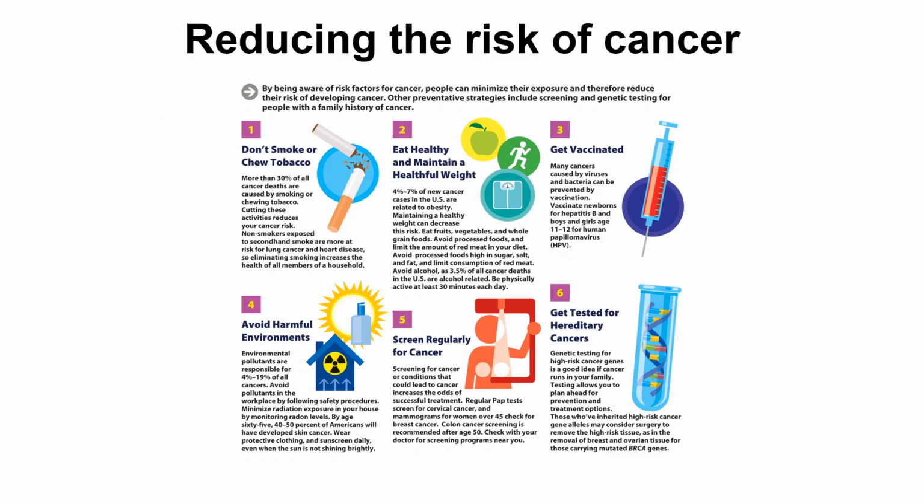So, what are some of the things that we can do in order to reduce the risk of getting cancer? The first thing that we all can do is make better, healthy choices. For example, do not smoke or chew tobacco, eat healthy, maintain a healthy weight, get vaccinated, avoid harmful environments, screen regularly for any type of cancer, and get tested for hereditary cancer as well. All of those are things that we all can do in order to reduce the risk of getting cancer.